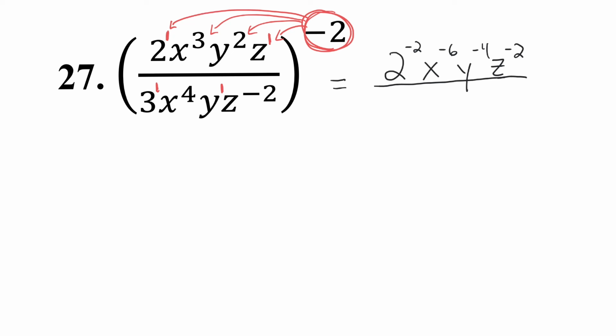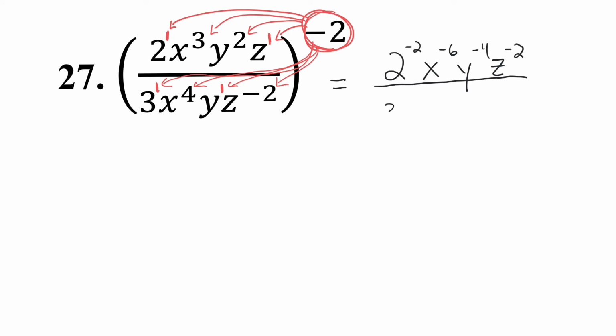Then you also have to multiply the bottom exponents by negative 2. Every single exponent you are going to multiply. So every time you have a big fraction inside of the parentheses and an exponent outside, you have to multiply the top exponents and the bottom exponents. Do not forget the bottom.